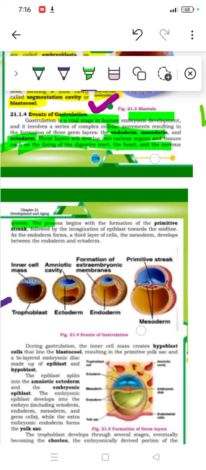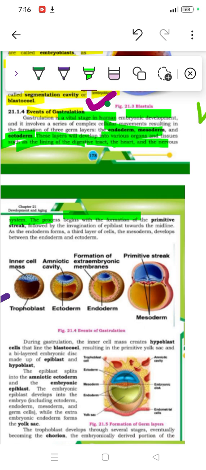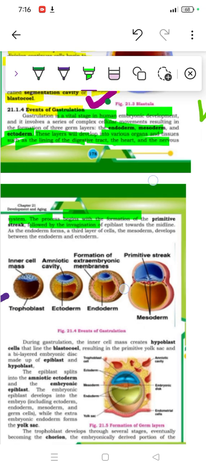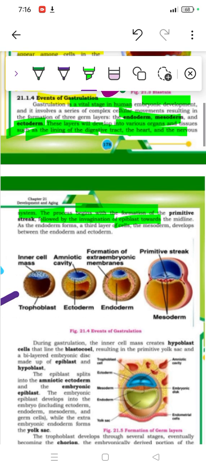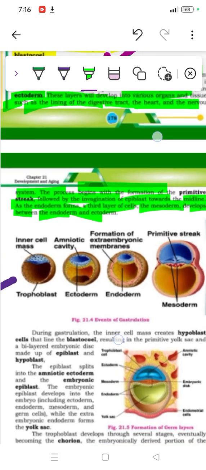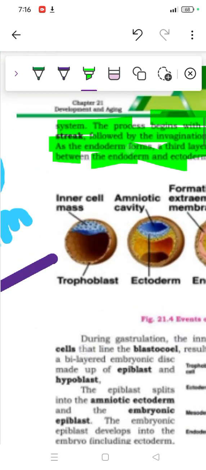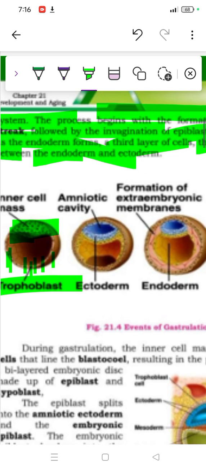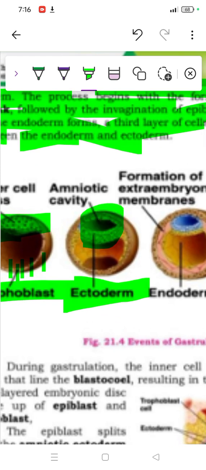So here comes the process which begins with the formation of the primitive streak, which is followed by the invasion of the epiblast towards the midline. So we'll see that, as well as the endoderm forms, which is the third layer, which means the inner one. Then the mesoderm develops between the endoderm and the ecto, which is the first one, the outer one. So as discussed about the structure, you can see here the trophoblast, which is the outer cells as mentioned here. Then these cells are called the inner cell mass. Here we have ectoderm. So yes, here you can see these three layers like structure.